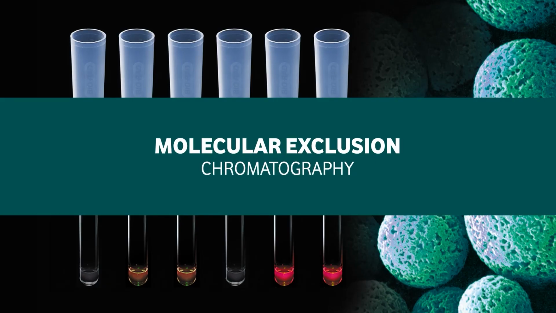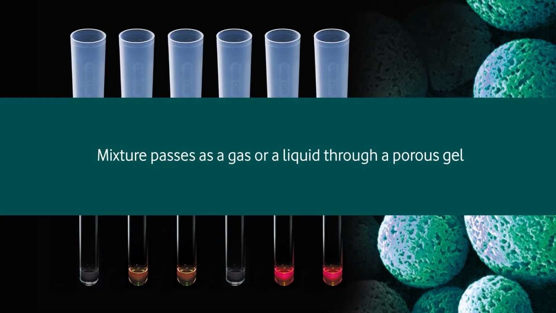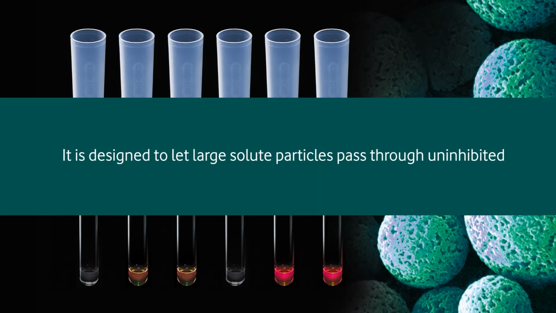Then there is molecular exclusion chromatography. Please note that in molecular exclusion chromatography, there is nothing called equilibrium. There is no equilibrium between the components, constituents, and the two phases. Here the mixture passes as a gas or as a liquid through a porous gel. The gel is designed in such a way that the bigger particles will move unhindered, uninhibited. They will move fast, without passing through the gel.